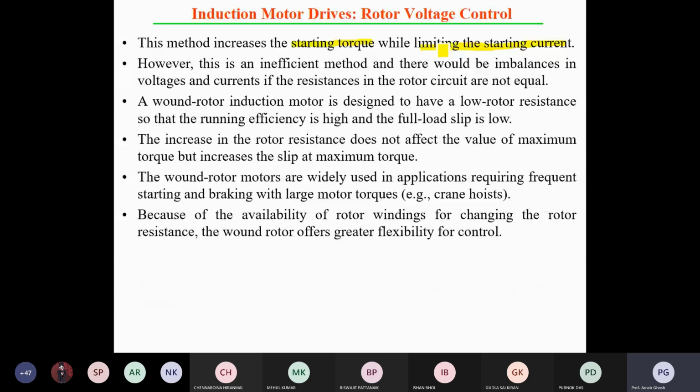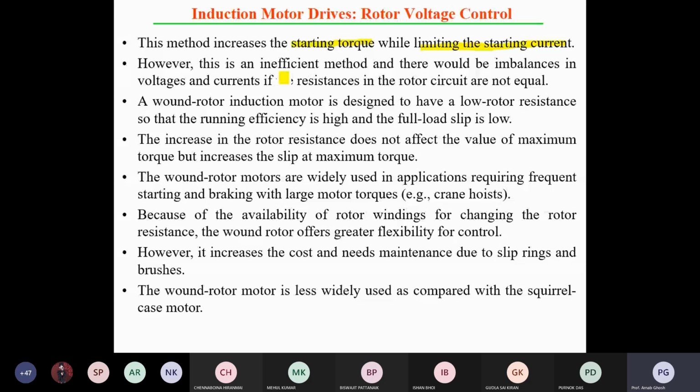Then what you need to see is that it is an inefficient method, and there will be imbalances in the voltage and current. You can observe that kind of problem if the resistance in the rotor circuit is not equal.